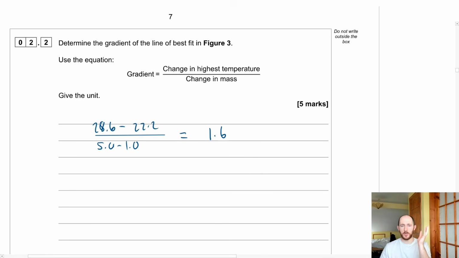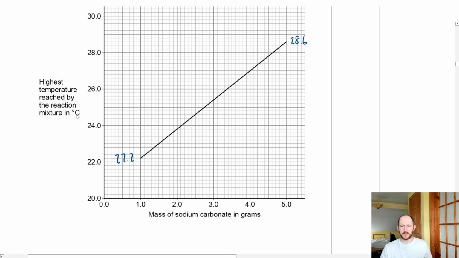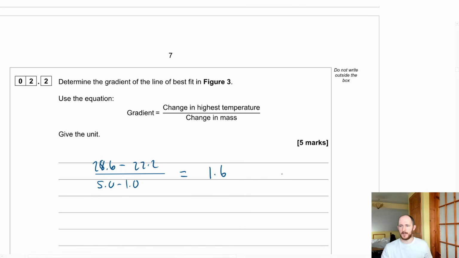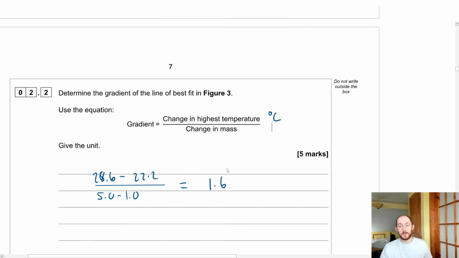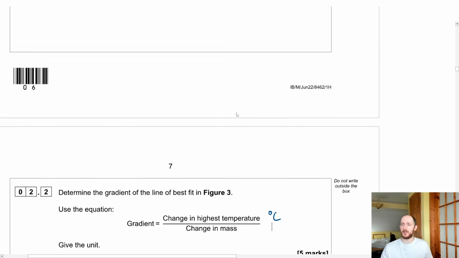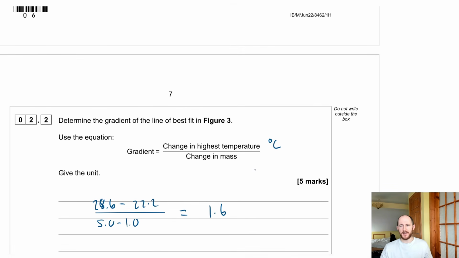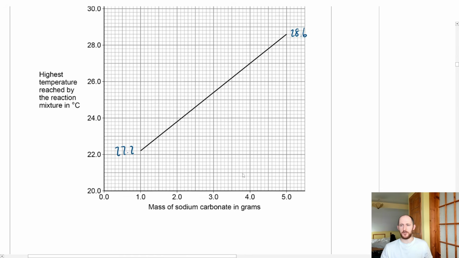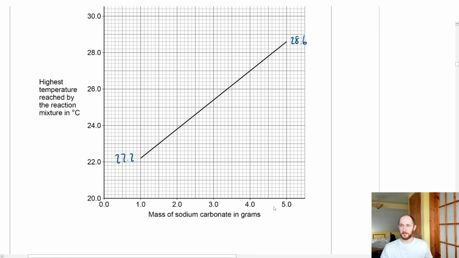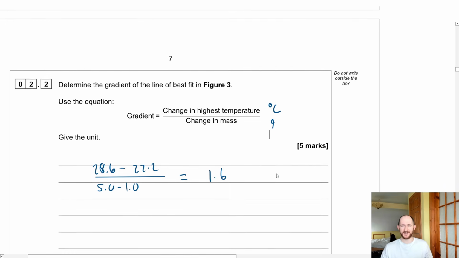So the 5th mark is for the unit. Now, the unit is something that is tricky. So all you do is, what would the unit of temperature be? Well, if we go back up here, it tells me it's in degrees Celsius. So we've got degrees Celsius here, yeah? What's the unit of mass? So this could be a few different things. It could be kg. It could be, in this case, grams, which makes sense because, I mean, I'm pretty sure none of you in your experiments at school use kilograms of stuff, because that would be quite interesting.